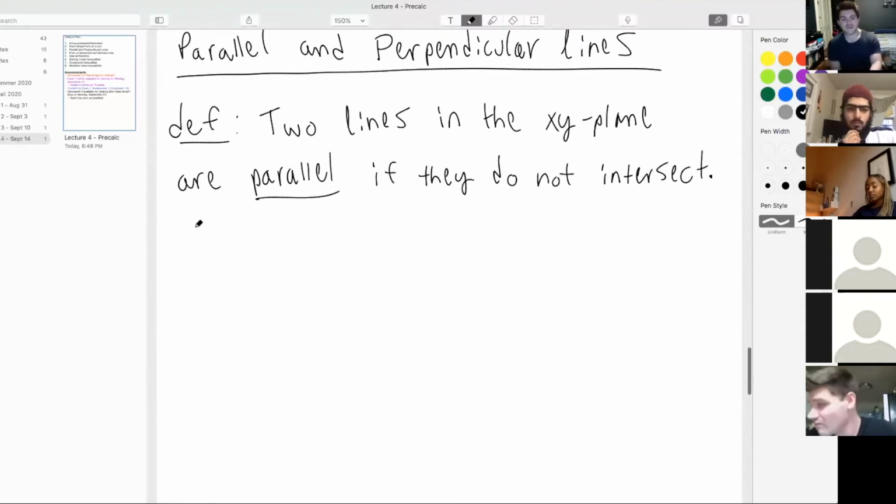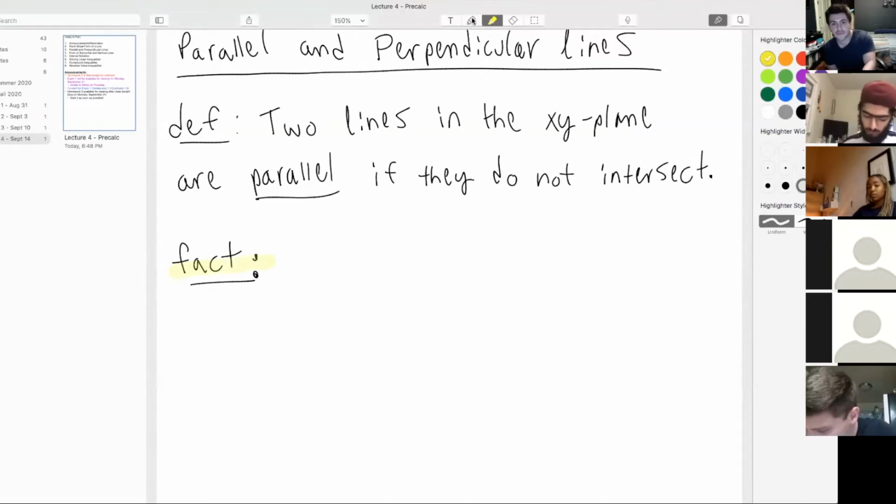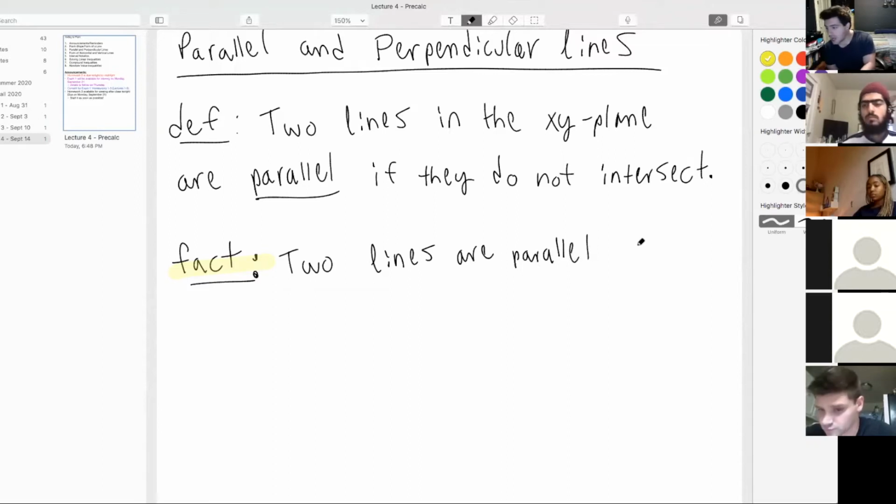All right, and here's a key fact about parallel lines. So fact, I'm going to highlight it because it's extremely important. And the fact is, two lines are parallel exactly when they have the same slope.